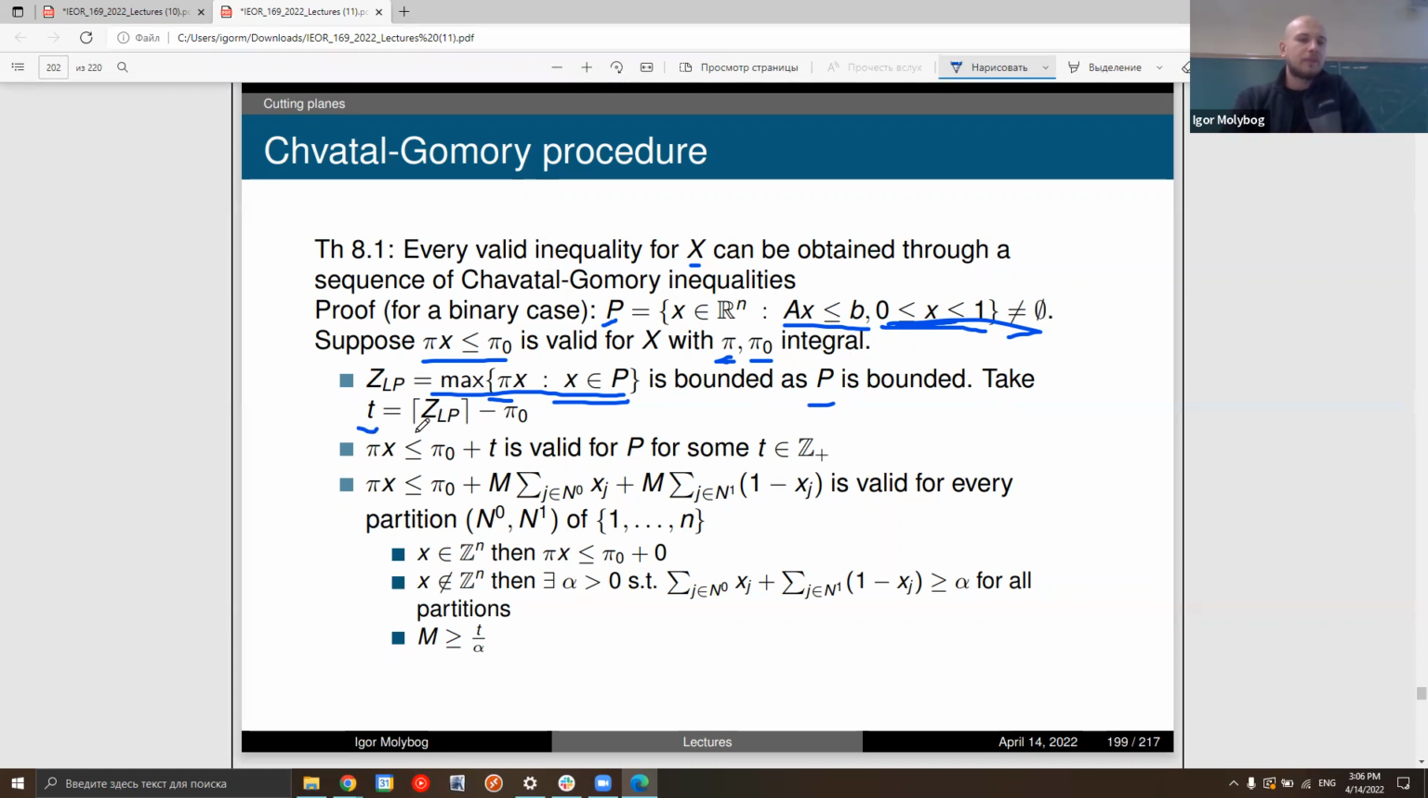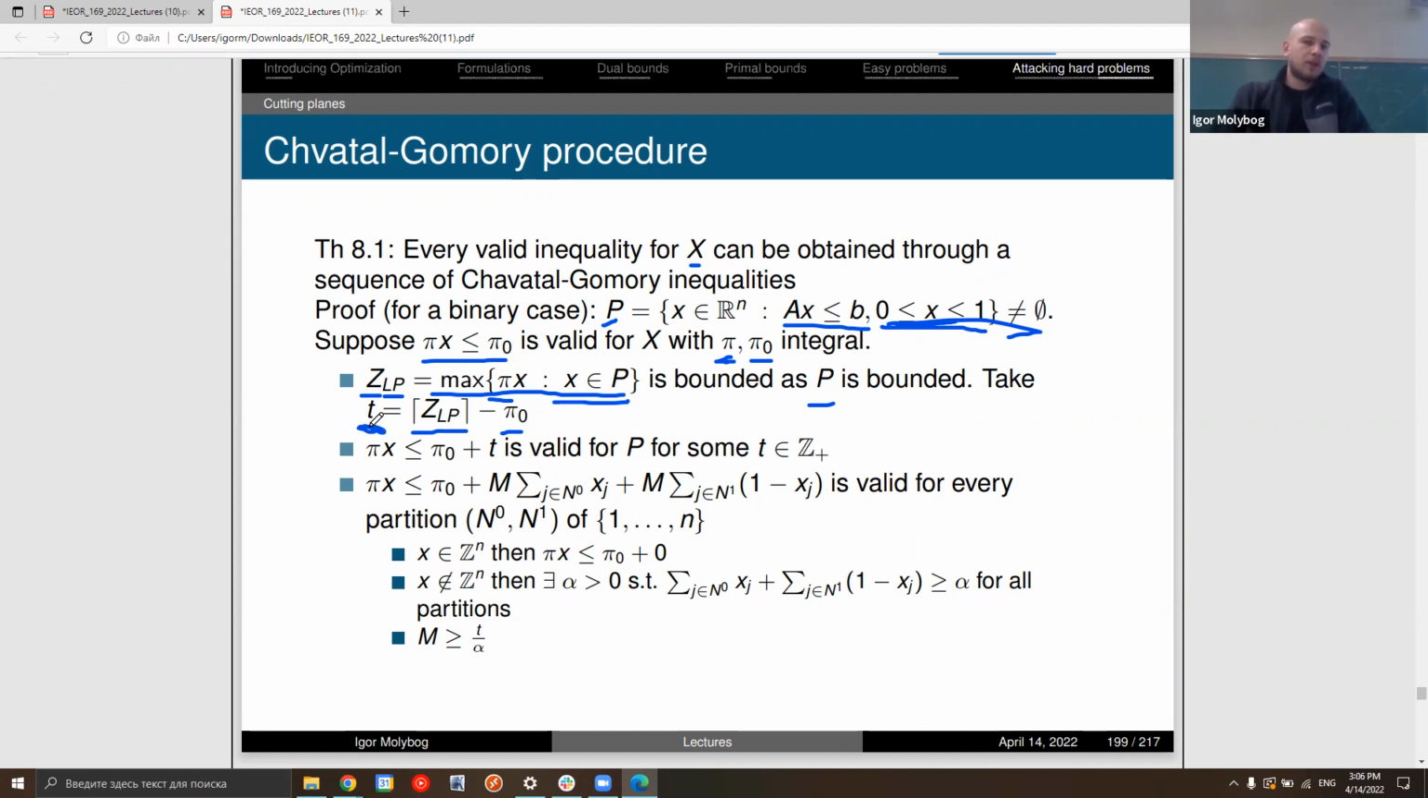is the expression of a ceiling of the optimal value of this problem minus pi 0. So we just defined a new value T that depends on the optimal value of this problem. Any questions at this point? Yeah.